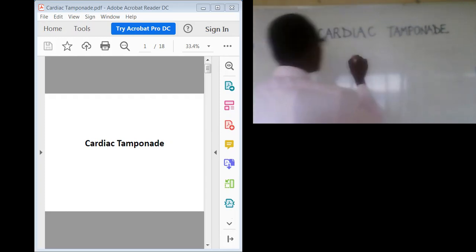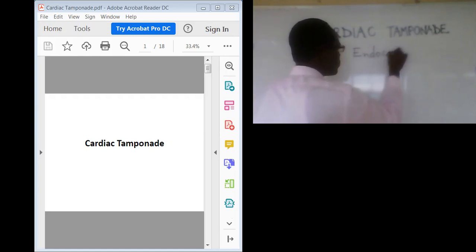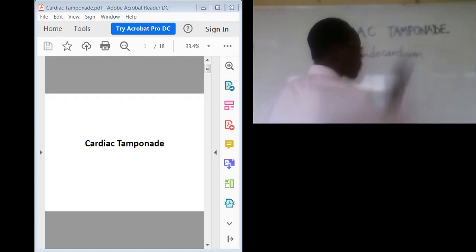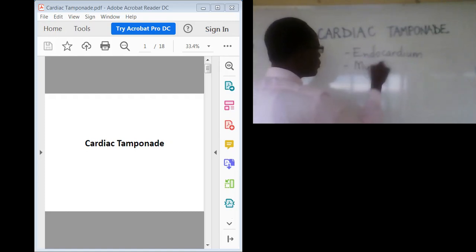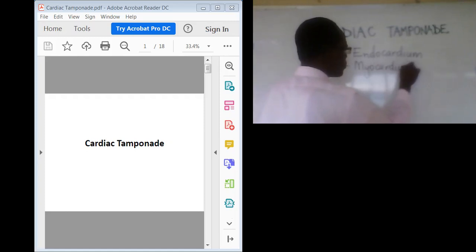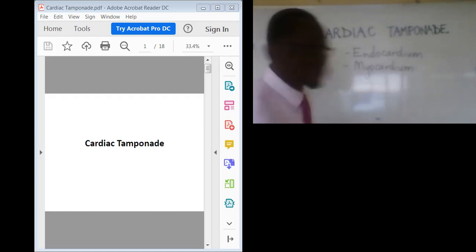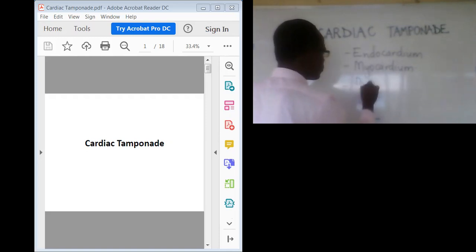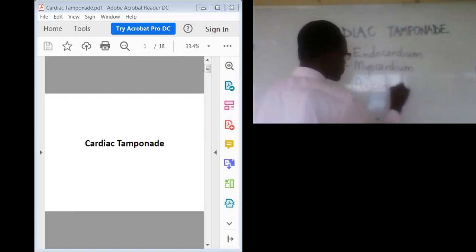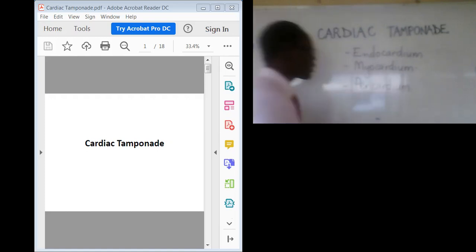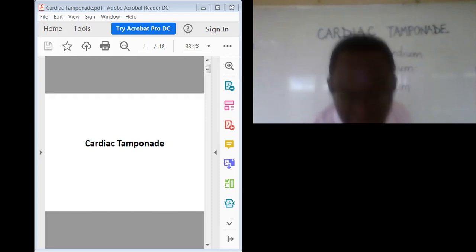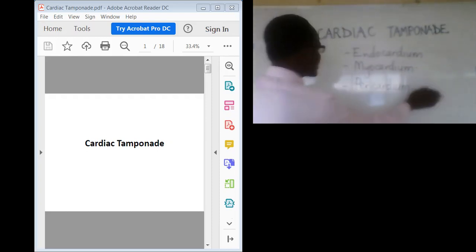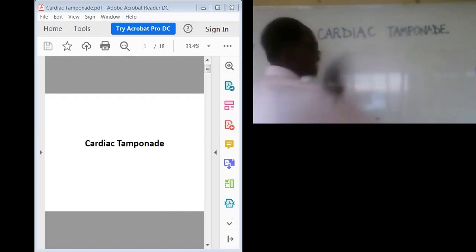There's what we call the endocardium. There's what we call the myocardium. And there is what we call the pericardium. Now, the pericardium is the outer layer of the heart. And so you should know that the heart has those 3 layers.